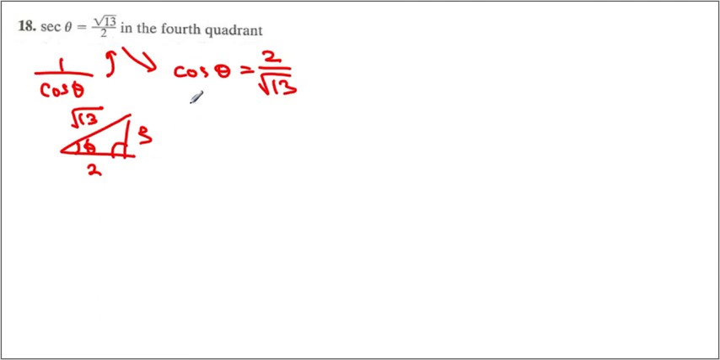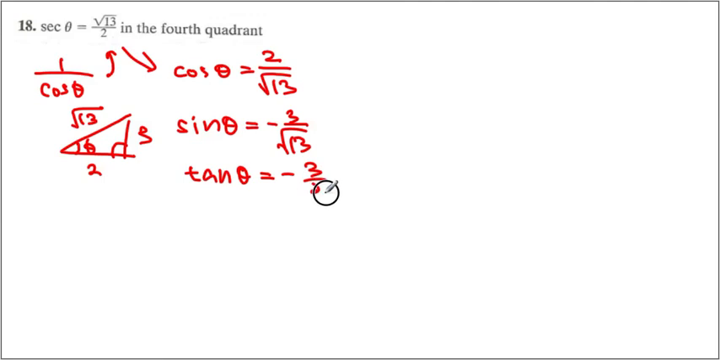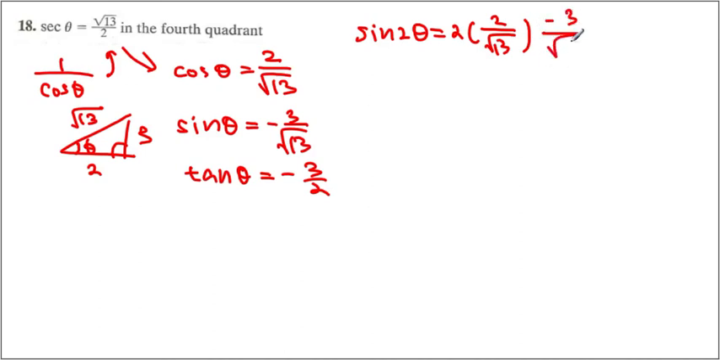Then in this case, we get to realize that yes, cosine might be 2 over radical 13, but sine, since it's in fourth quadrant, has to be equal to negative 3 over radical 13. And so is tangent. Tangent must be negative 3 over 2. Then, what is sine of 2 theta? Sine of 2 theta is 2 times these two, which is equal to 2 over radical 13 times negative 3 over radical 13. Then here we end up having negative 12 over 13 becomes our answer.